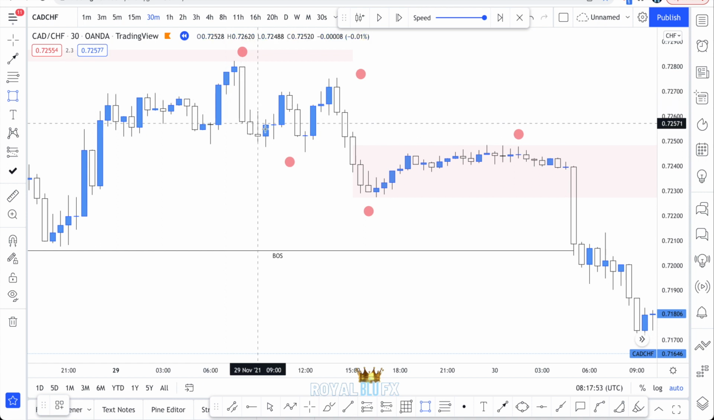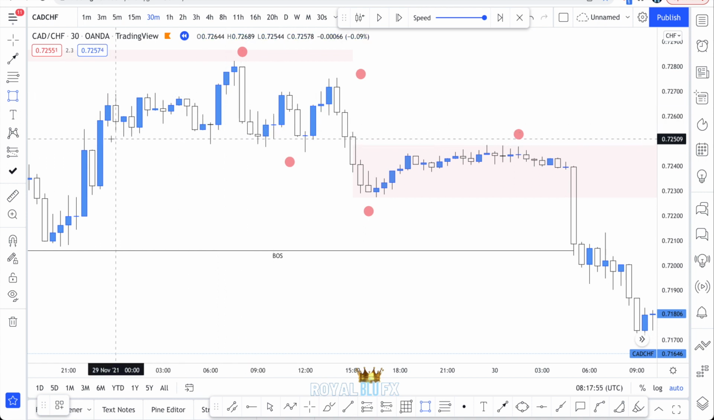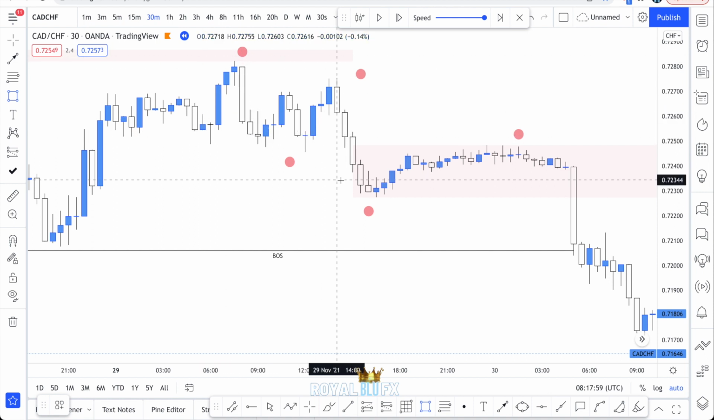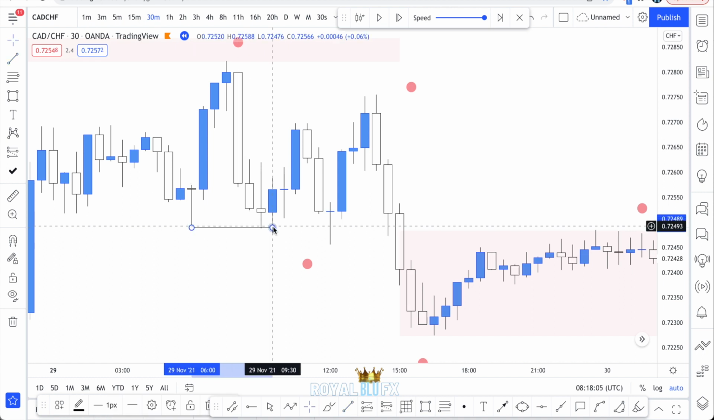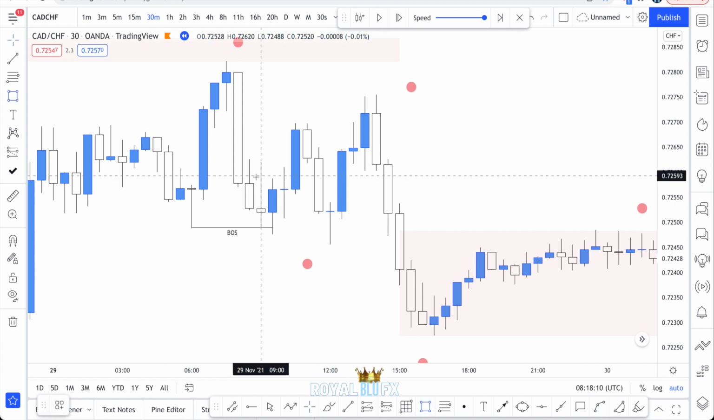This is considered our substructure breaking below our minor structure. Minor structure is pushing up, substructure is pushing down. Okay, and you can see our break of structure occurred right there. So, in essence, we're looking for price to push back to where? Back to an order block.